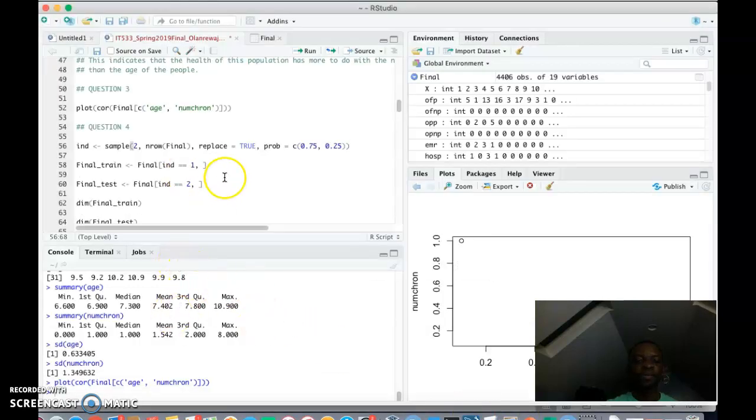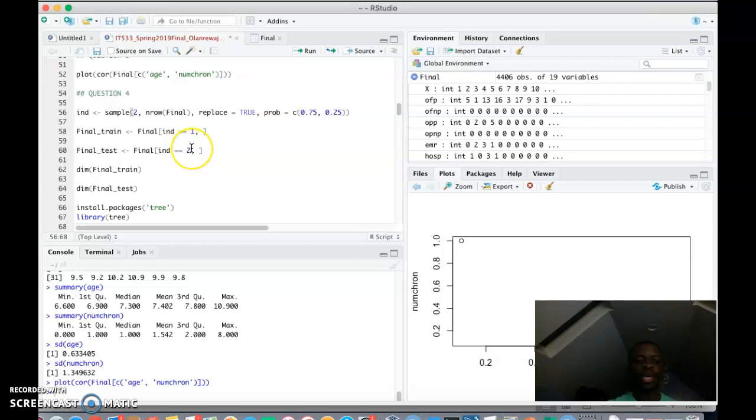So for the tree here, we have to separate it first, and that's what I did here. I partitioned the whole data set into first 75% and the other 25%. The first 75% goes to the train, and the second 25% goes to test. Now from here, I was able to find the dimension of the final train value and the final test value, which you can see.